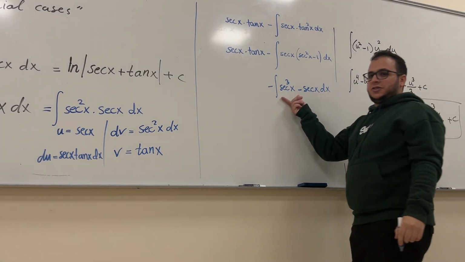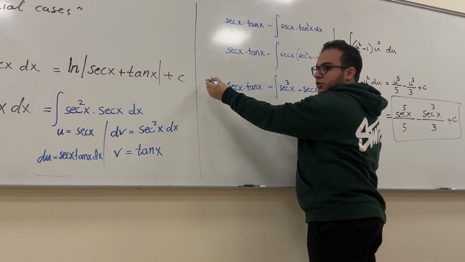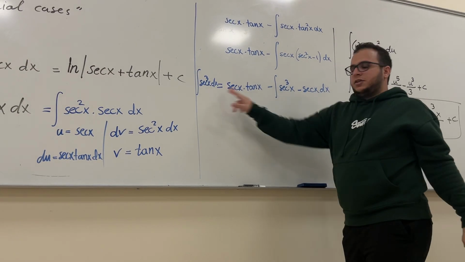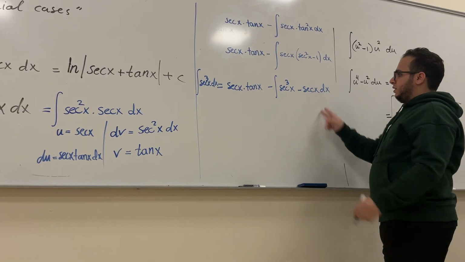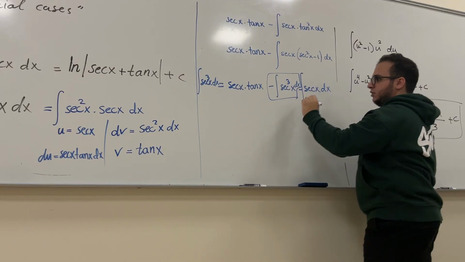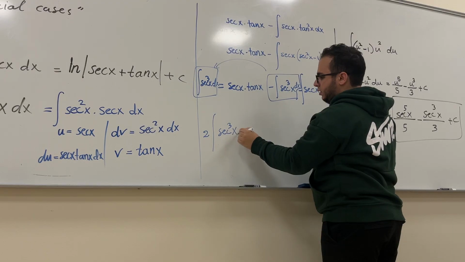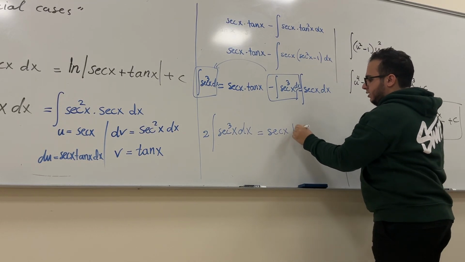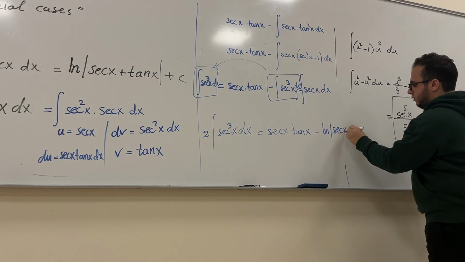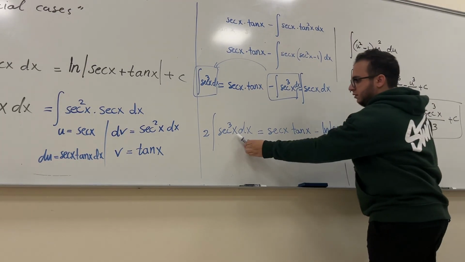Oh, I ended up with the same question. You see? What's the original question? Secant cube. So I have the question here and here. I'm going to split the integration, and I can move these together on one side, because this is my unknown. So I get 2 times the integration of secant cube equals secant tan minus integration of secant, which we have, ln secant x plus tan x. And then what do you do finally? To solve for this, divide by 2.